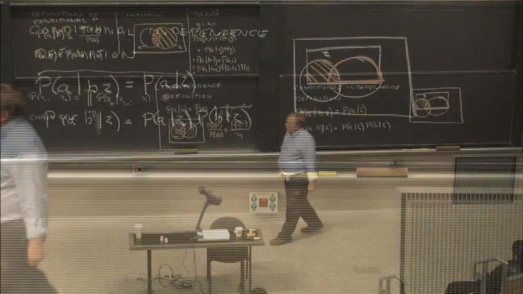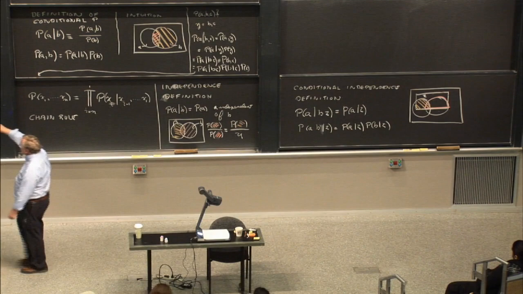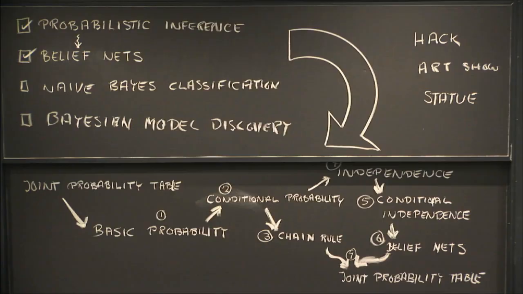Oh boy, well, that's been quite a journey, but we got all the way through 1, 2, 3, 4, and 5. And now the next thing is belief nets, and I'm going to ask you to forget everything I've said for a minute or two, and we'll come back to it. I want to talk about the dog and the burglar and the raccoon again.